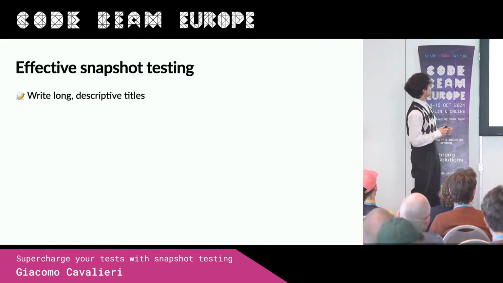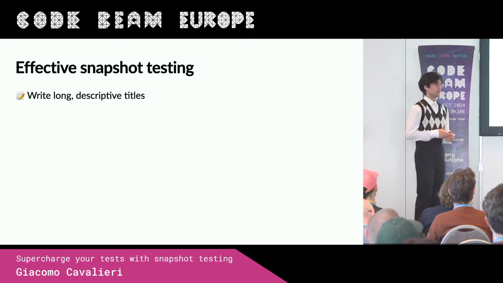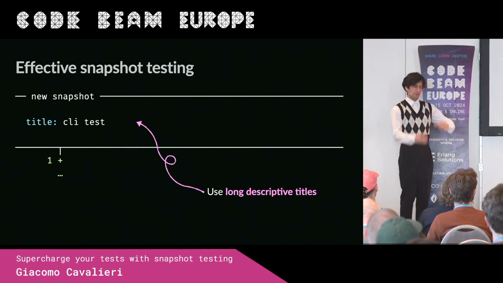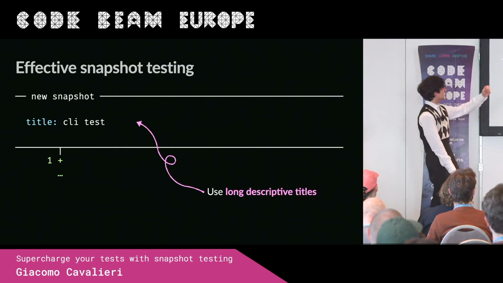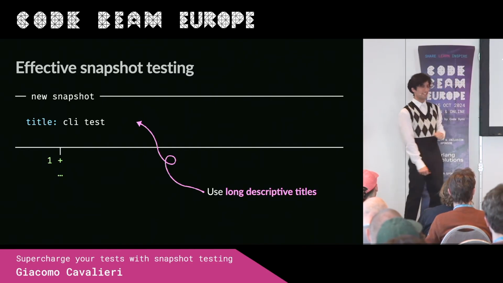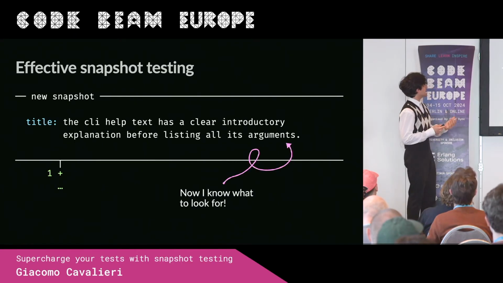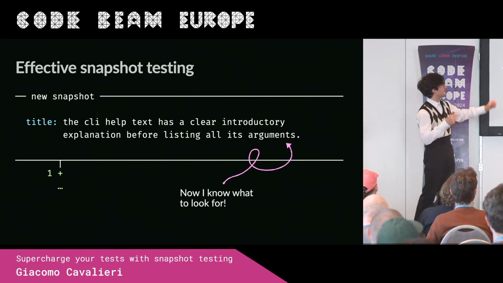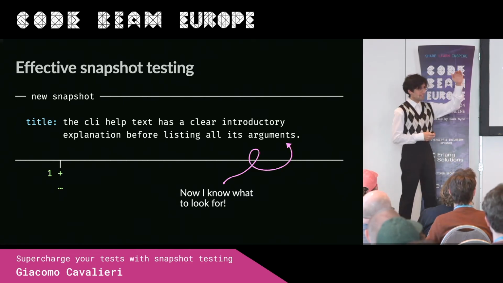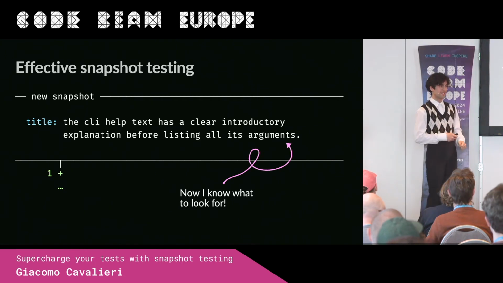Well, first of all, write long descriptive titles. That's one thing that's really useful, because the title is the first thing you see when you are reviewing a snapshot. And if you're reviewing a snapshot and you see "CLI test", oh, that is not really useful, is it? How do you know what you're looking at there is the correct thing? It's quite hard. Instead, if it said it has a clear introductory explanation and so on, now you know what to look for. And you know that if the description, the introduction is not there, that is wrong, and you need to go and fix it.